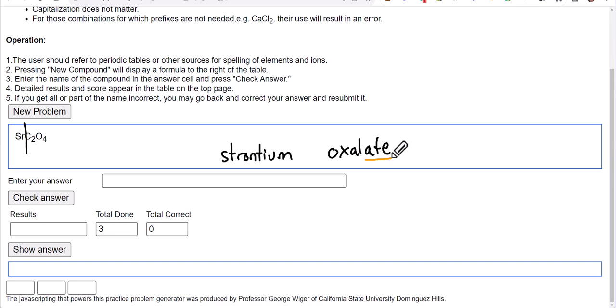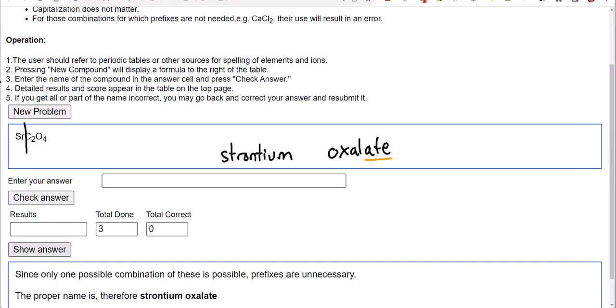Strontium is in either the first or the second column of metals and therefore is guaranteed to not have a Roman numeral. So I'm in the clear. I don't have to do anything. This is going to give me the proper name. So there we go, strontium oxalate.